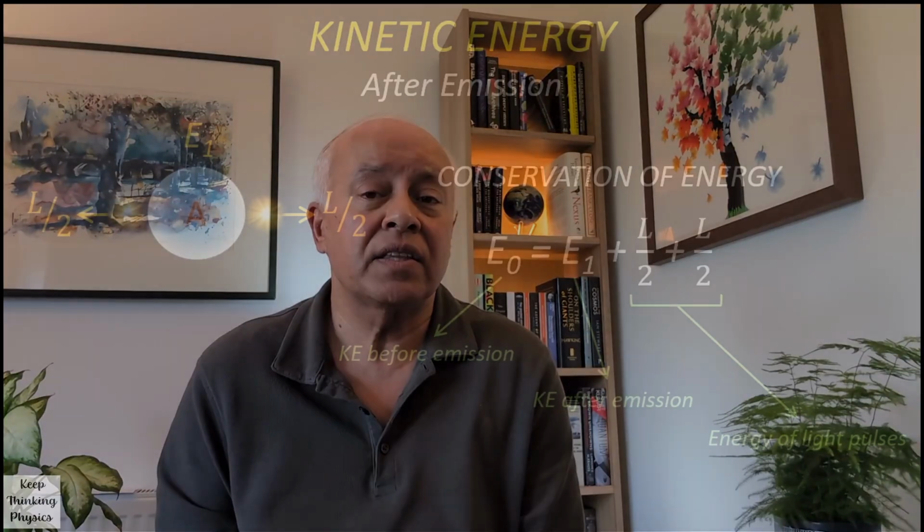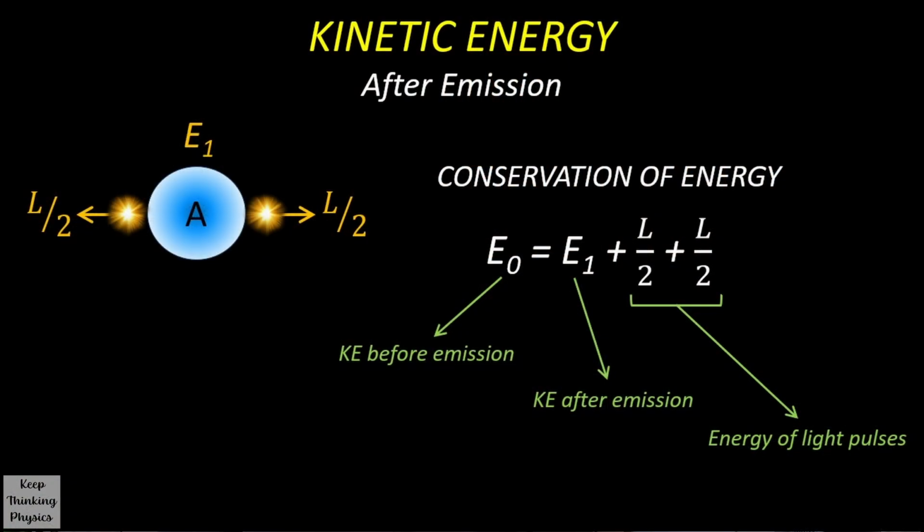From the law of conservation of energy, we can say that the total energy before emission must equal the total energy after emission. So we can write E0 equals E1 plus the energies of the two light particles.